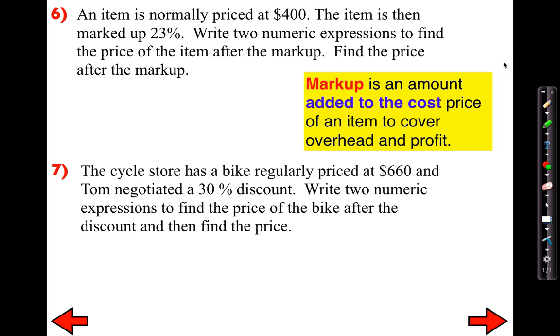So markup is basically an amount added to the cost price of the item to cover overhead and profit. If you have your own company, you might buy certain things and, of course, sell them for more than what you bought them for so that you can actually earn money. That is what you would consider a markup: how much you are pricing it on top of what you bought it for, so you can make a profit.